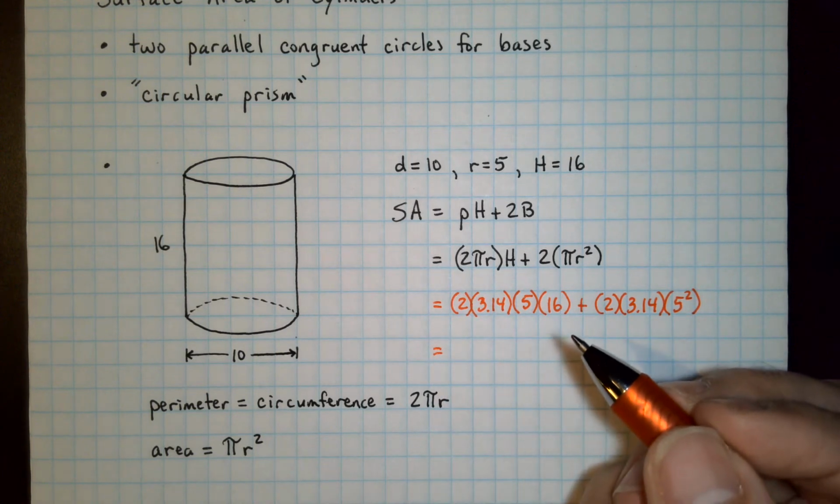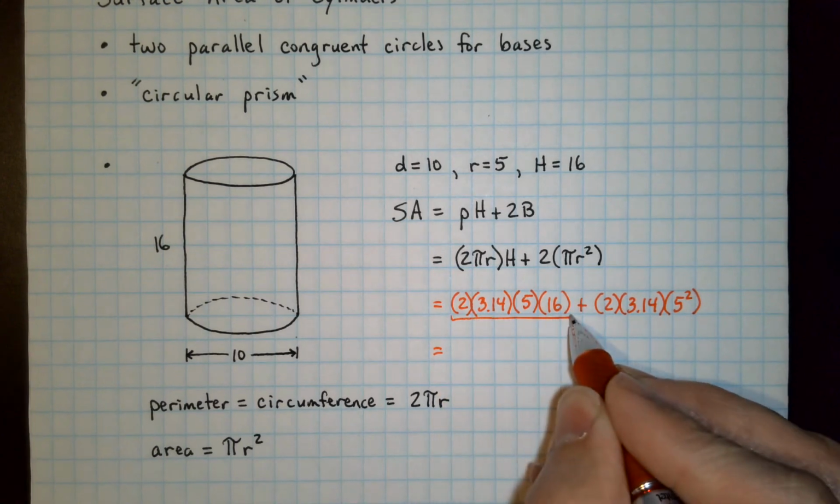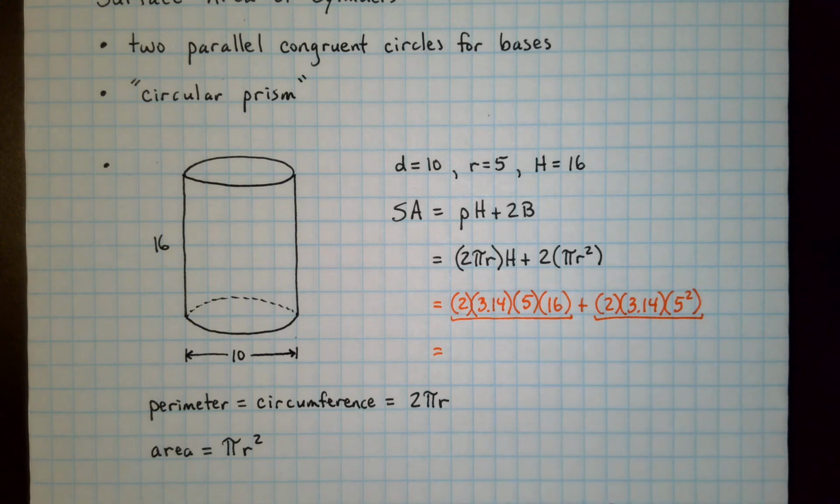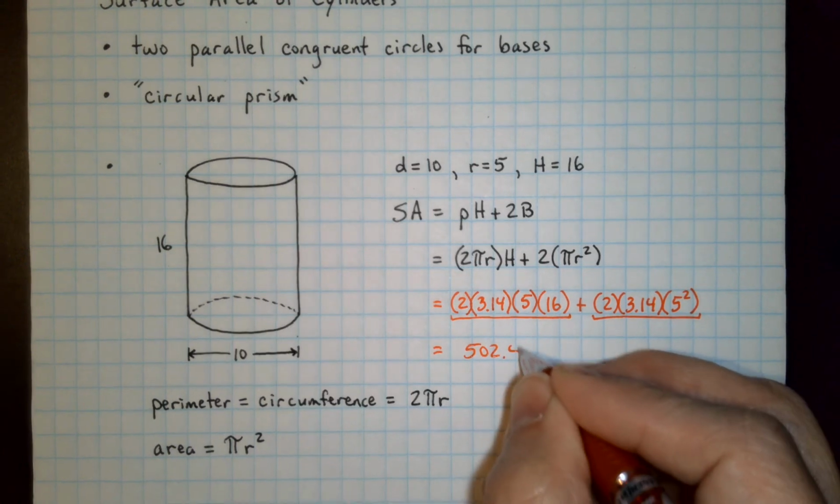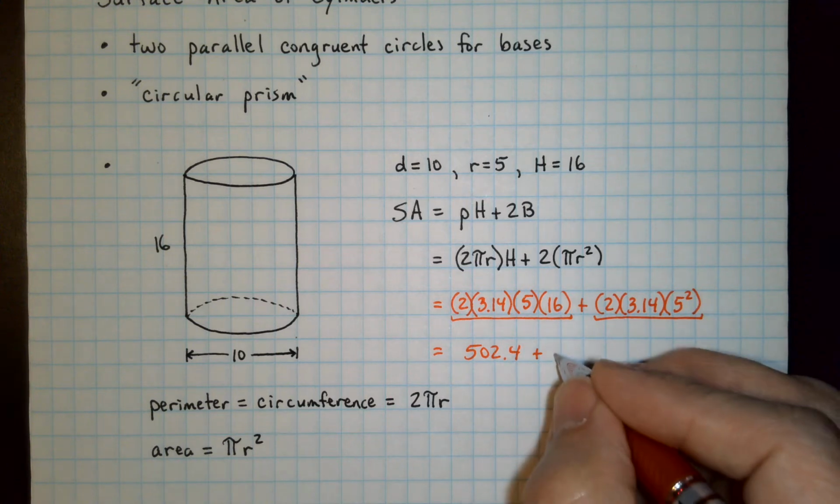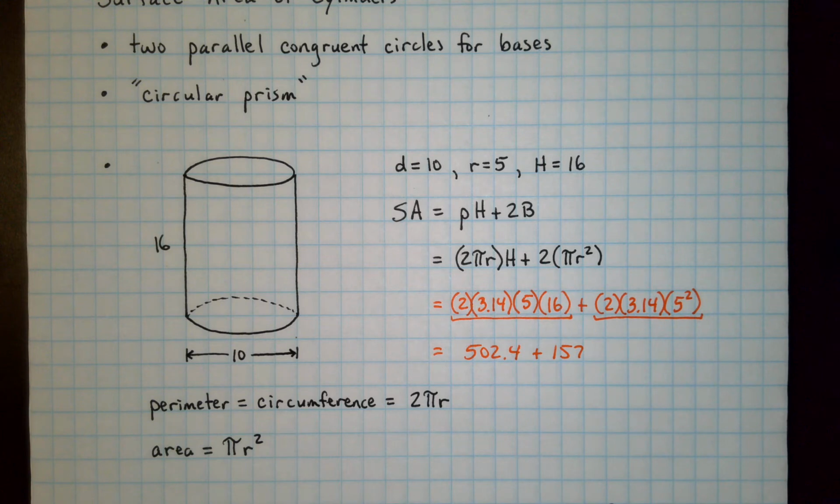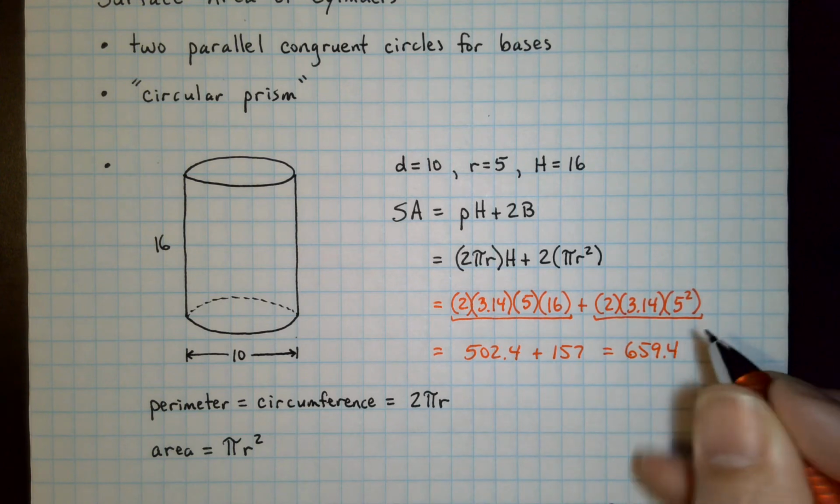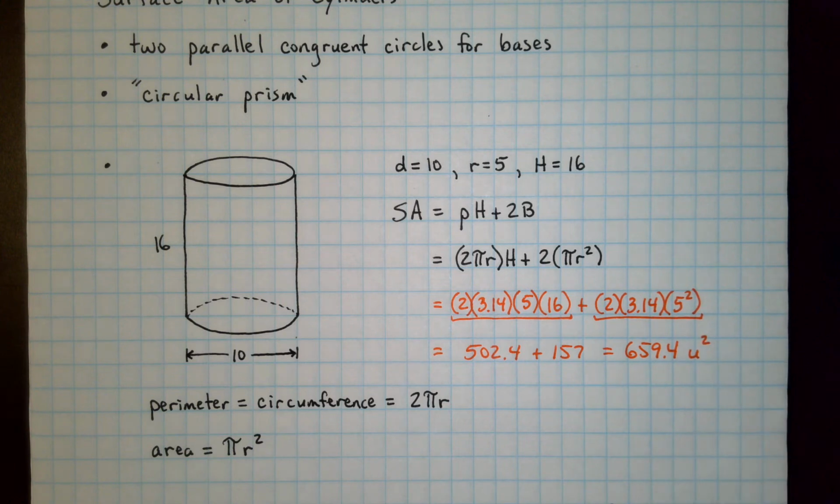Now the order of operations will require that we do this part and this part separately and then add those totals. So 2 times 3.14 times 5 times 16 results in 502.4. And on the other part, 2 times 3.14 times 5 squared gives 157. If we add all that together, we get 659.4, and this will be units squared.